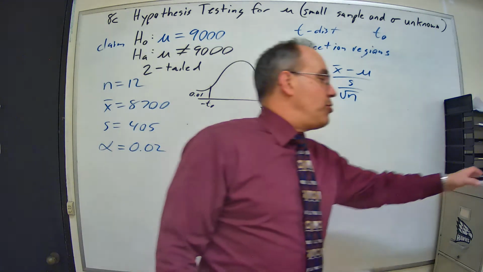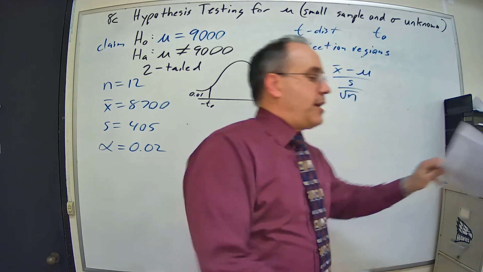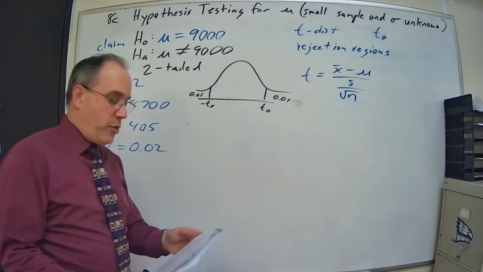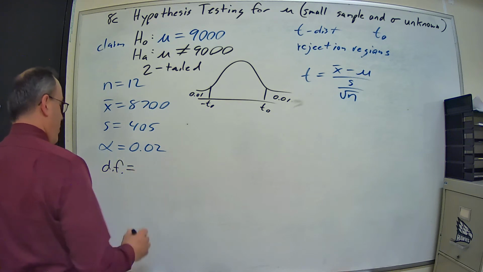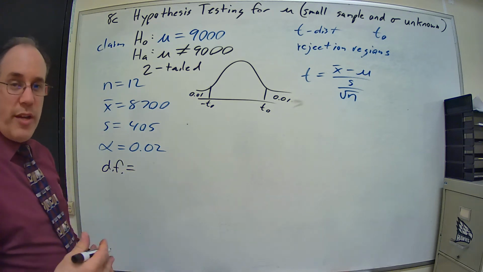So now I can go to my table, but wait a second, the t-distribution table requires degrees of freedom. Remember, degrees of freedom is equal to the sample size minus 1.